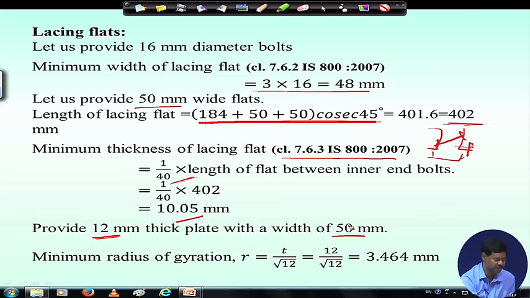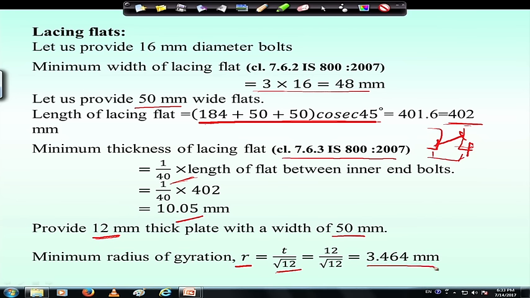And now, we have to check the slenderness ratio. For checking the slenderness ratio, we will be finding the minimum radius of gyration, which for a lacing plate will be T by root 12, and that we can find out like this. Remember that the minimum radius of gyration, if we consider an angle section, we can find out from the IS code, means SP6. From SP6 the minimum radius of gyration or rvv of the angle section we can find out, and from that we have to calculate, right. And as we are using a lacing flat, we directly found this value.